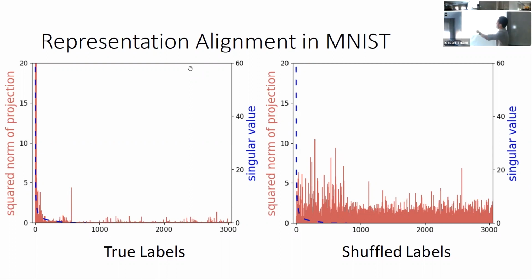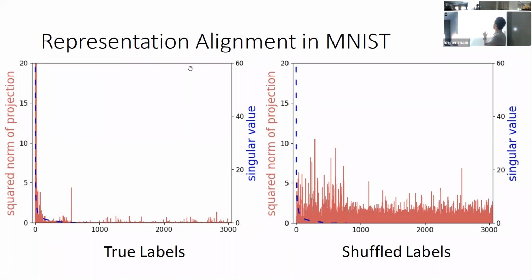Compare this one on the left with the plot on the right. In the plot on the right, everything is the same except we shuffle the labels. So the correspondence between the labels and the inputs is lost now. It's not that a plus one corresponds to a data point from the second class, and a minus one corresponds to a data point from the first class. And you can see that this spike here is gone, and you have lost that property. The label vector is in some random direction in that n-dimensional space, so you don't have the property anymore that the label vector would be mostly in the direction of the first left singular vectors.